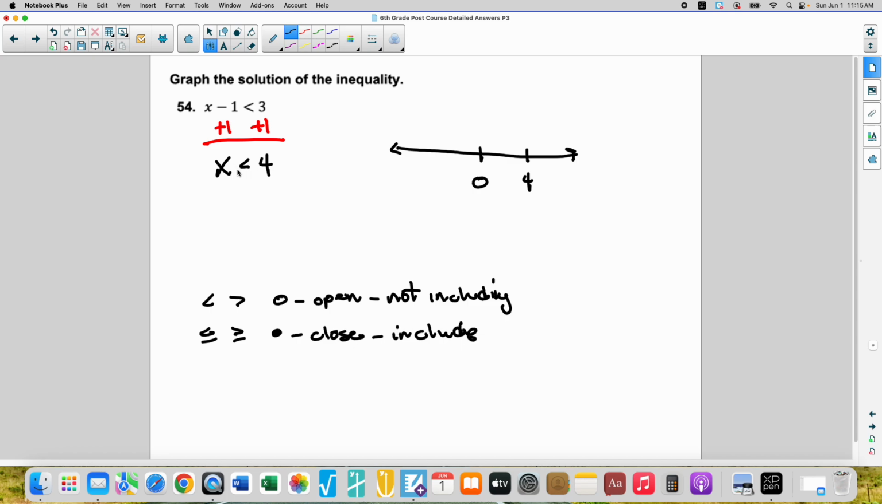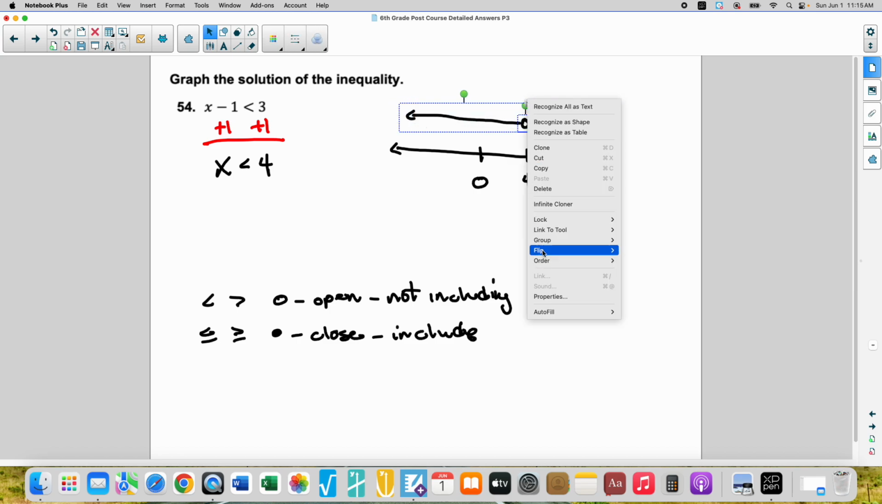So x is less than 4. We're going to have an open circle, values that are less than. I look at x as my solutions. The solutions are less than 4. So I do that. Now I'm going to graph above the line so I can see whether it's open or closed.